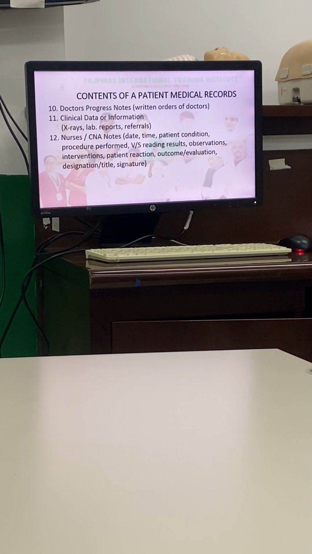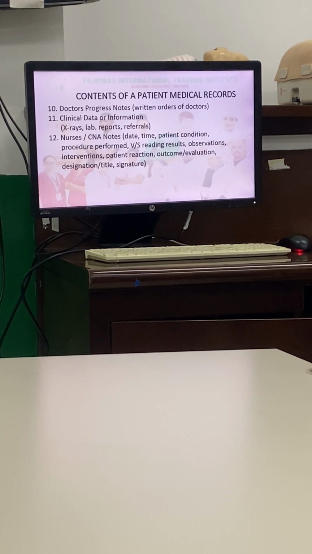So, we have the clinical data of information. At the end, we have those data: all the reports, x-rays, lab tests. All those reports are there together at the backside. What else? The last one, we have the nurses' or the CNA nurses' notes. Whoever is caring for the patient will write in the nursing care plan, we call it, or the nurses' notes. So these are all what you will find in a digital EMR, EHR, or physical file.